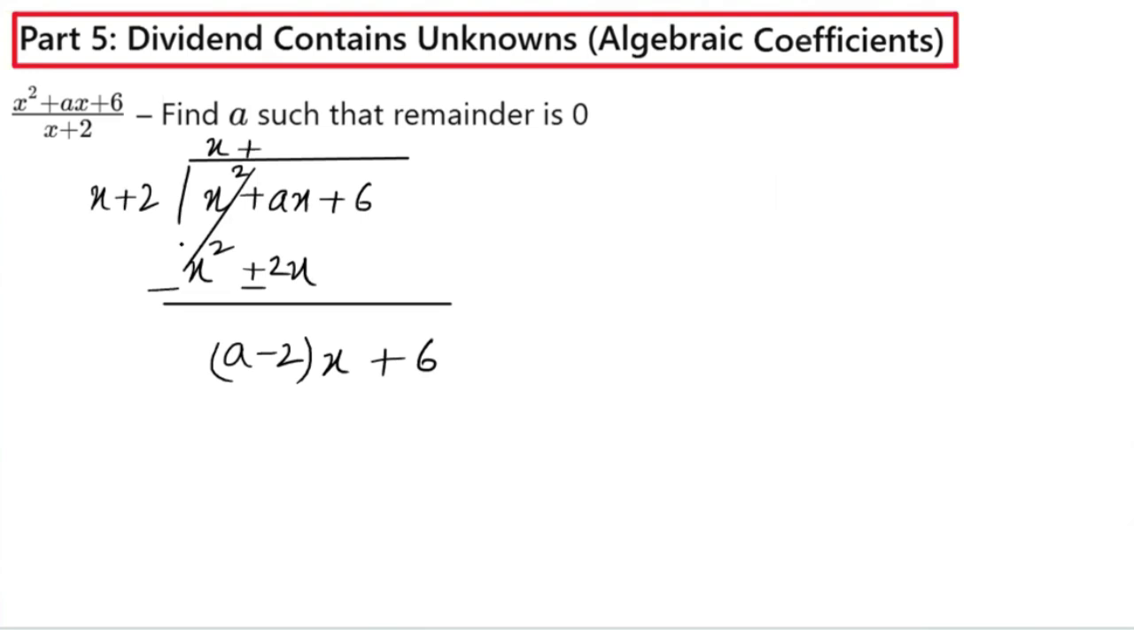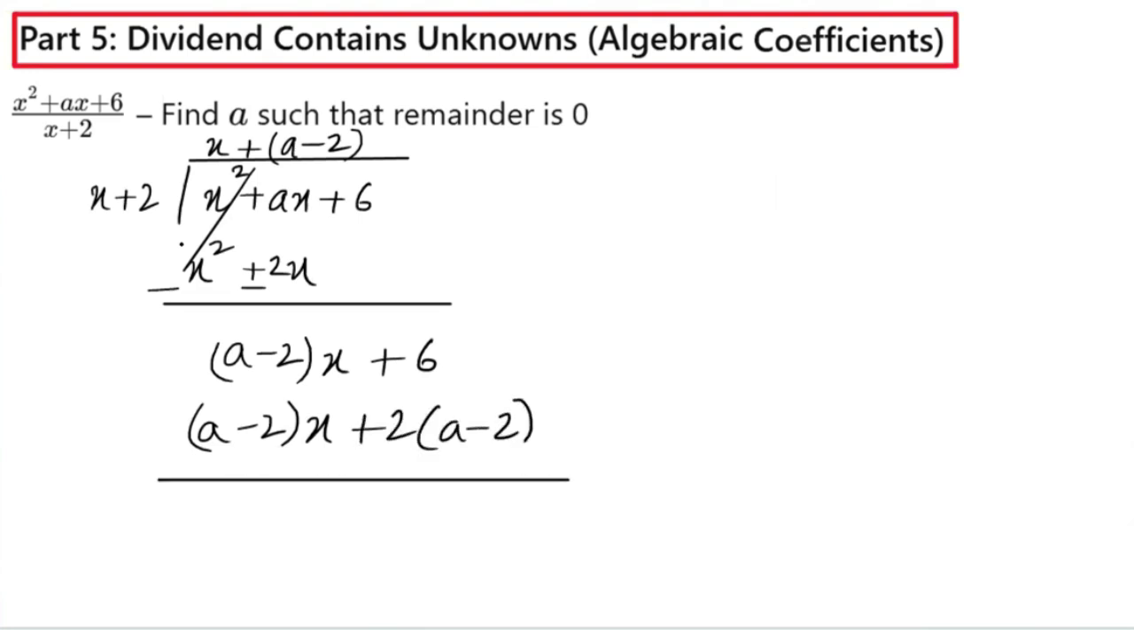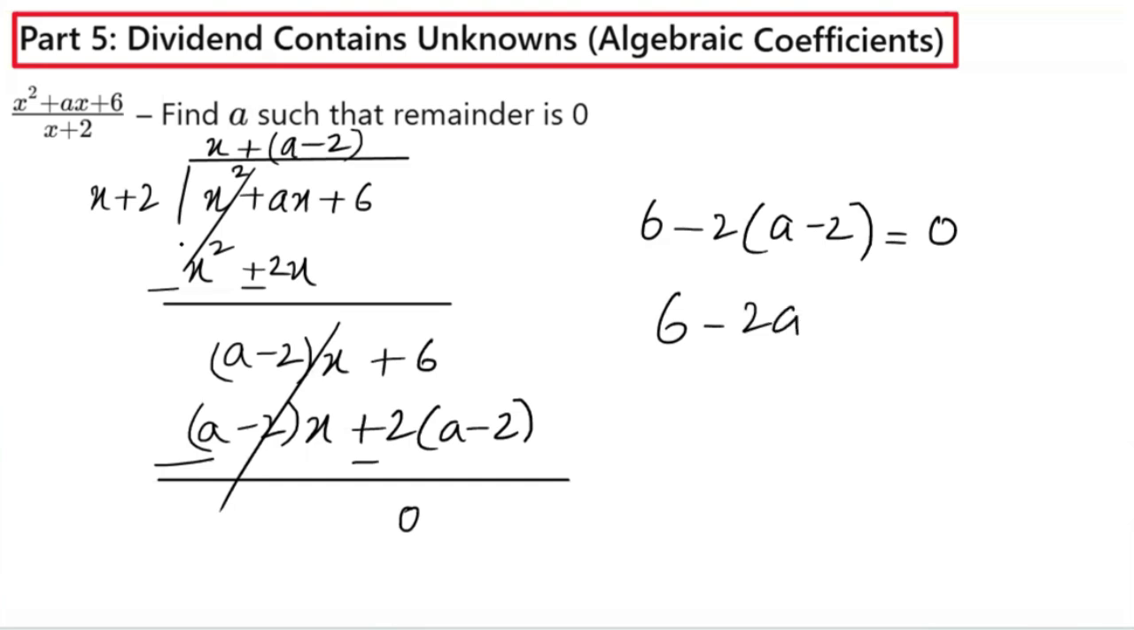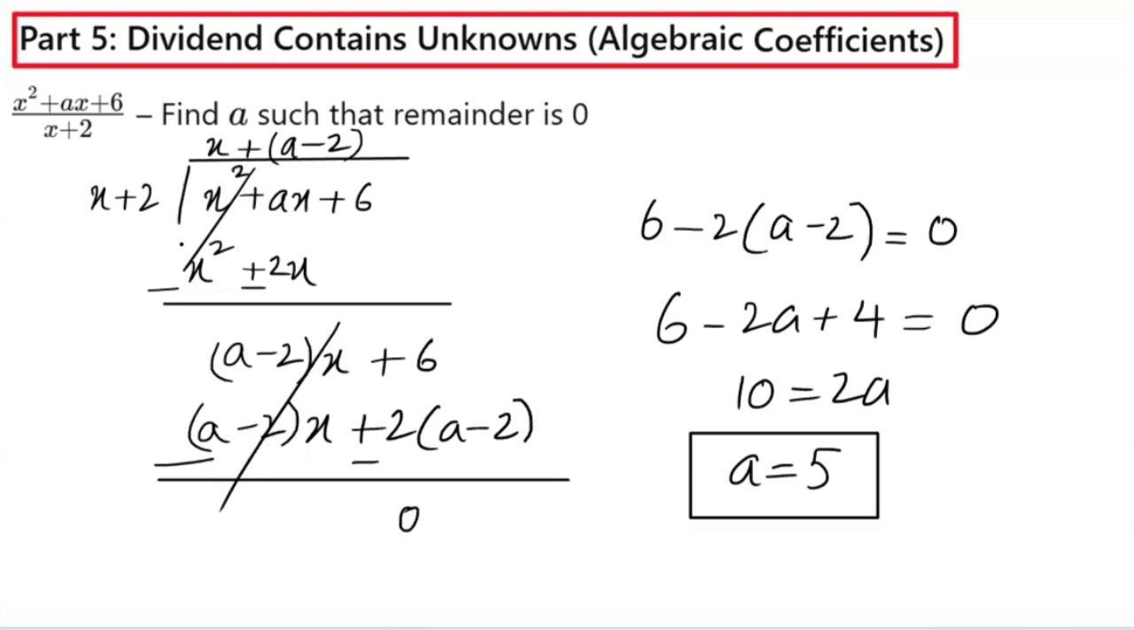So now how do you make it a minus 2 times x? Just multiply the divisor by a minus 2, and this will give you a minus 2 times x and plus 2 times a minus 2. Okay. Subtract, and this goes away. So now you know that the remainder is 0. So how do you get a remainder 0? When you subtract 6 minus 2 times a minus 2, this will end up 0. And I can write it 6 minus 2a plus 4 equals 0, 10 equals 2a, and a equals 5. I hope you get this one.